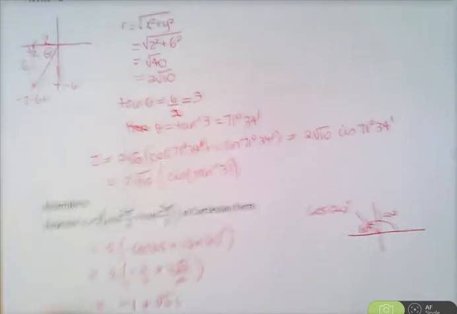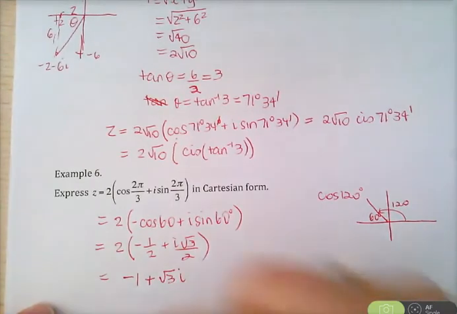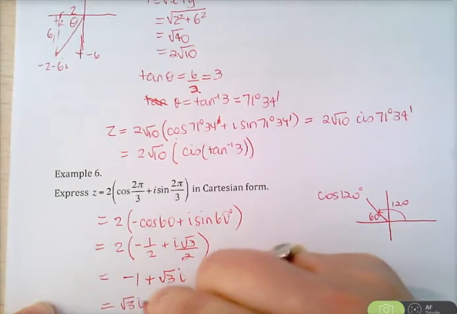Sorry, that's just off screen. I'll just fix that. And you could also see that written as root 3I minus 1.